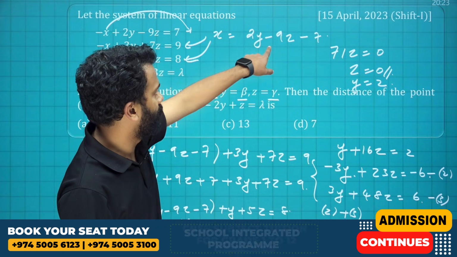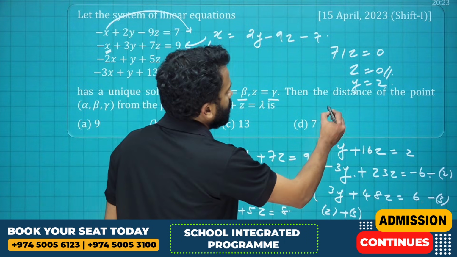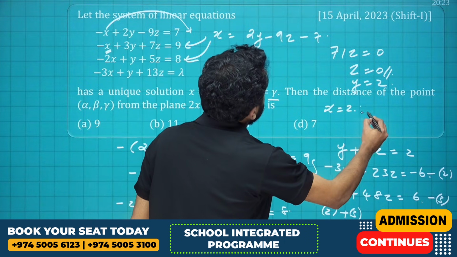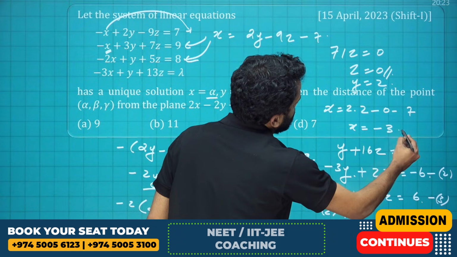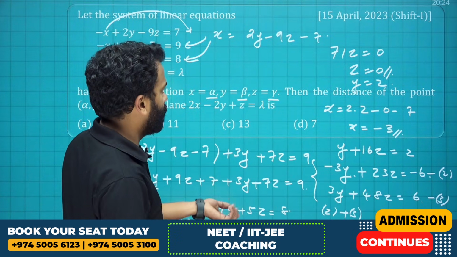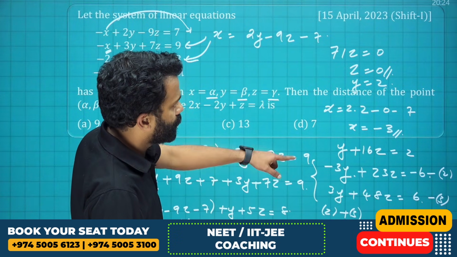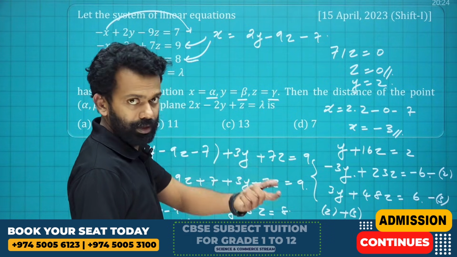X is equal to 2y minus 9z minus 7. Substitute it there, you will get x is equal to 2 into 2 minus 0 minus 7. Therefore, what is the value of x? X is equal to minus 3. So, basically the values of x, y and z are minus 3, 2, 0.